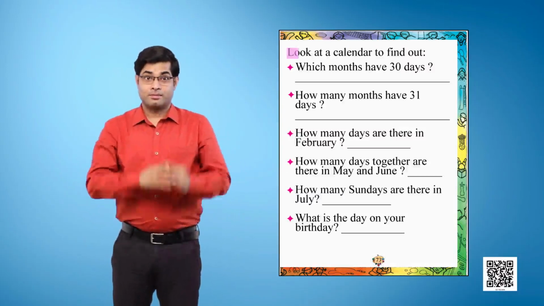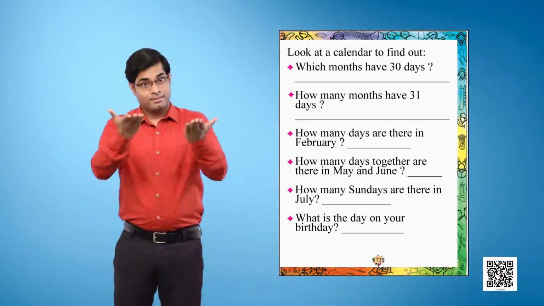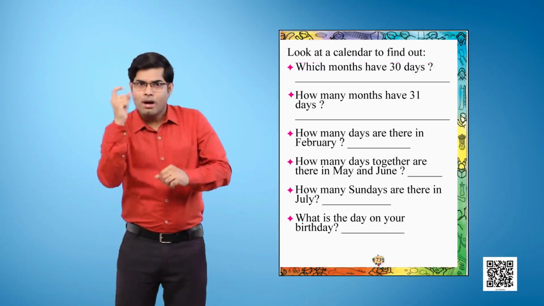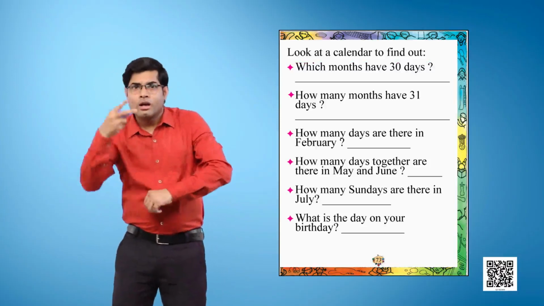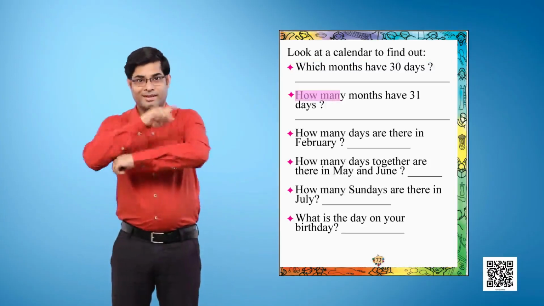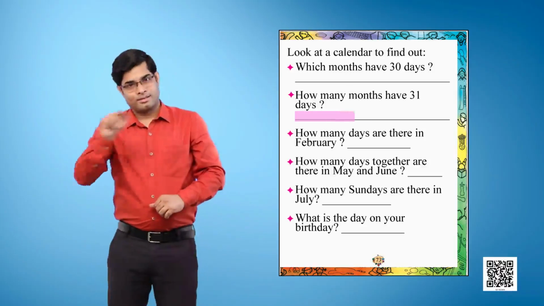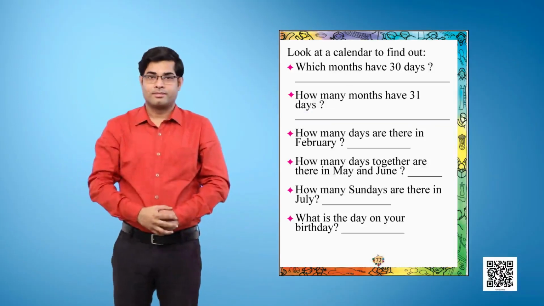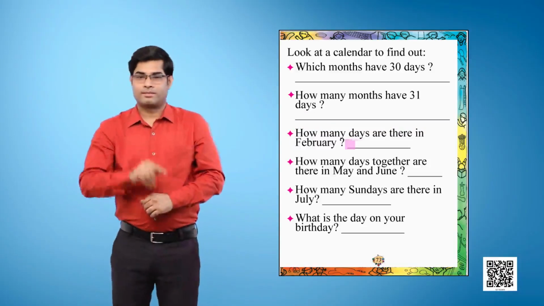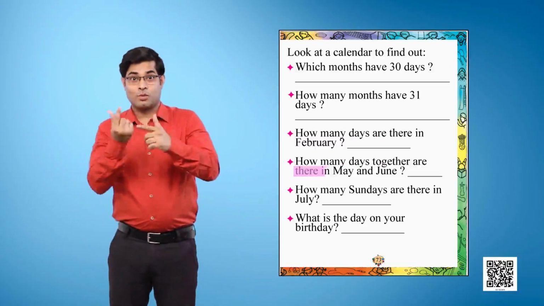Question 1. Look at a calendar to find out. A. Which months have 30 days? Dash. B. How many months have 31 days? Dash. C. How many days are there in February? Dash. D. How many days together are there in May and June?